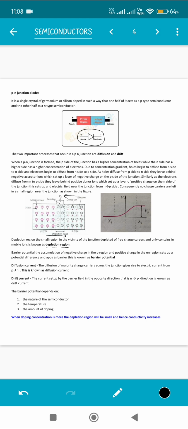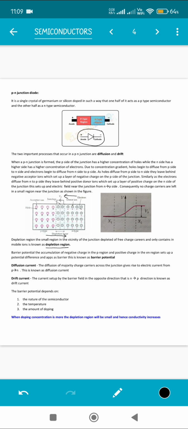Now, what is drift current? Of course, if current is moving from one side to another, hypothetically there has to be another current which is moving in the opposite direction. So the current set up by the barrier field in the opposite direction, the barrier field, that is the barrier potential. Now in which direction? From N to P side in this case. This is known as the drift current. Okay, so these are the diffusion and the drift currents.